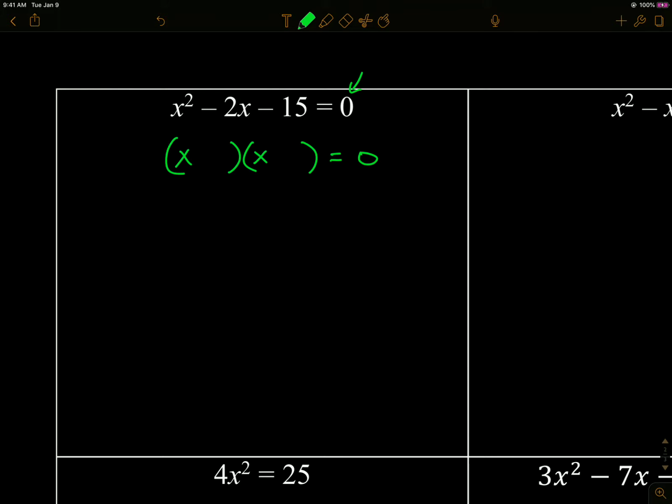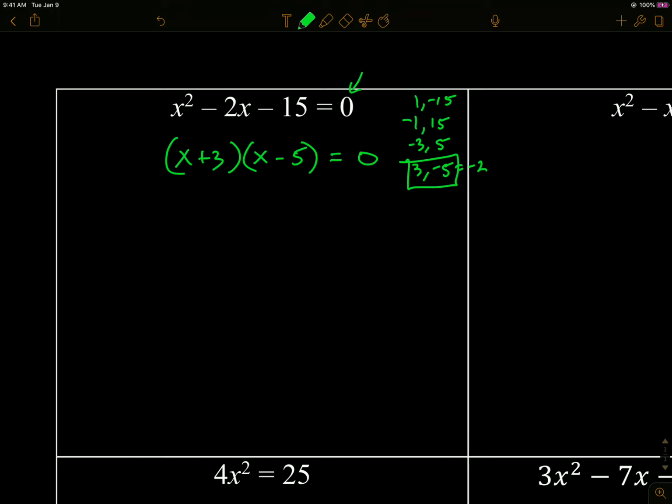It's got to be x and x. Now I'm looking for numbers that multiply to negative 15. So I'll go 1 and negative 15, negative 1 and 15, negative 3 and 5, 3 and negative 5. So I just keep looking for these combinations, ones that add to negative 2. It looks like this one's going to: 3 and negative 5. So it's going to be x plus 3 times x minus 5.